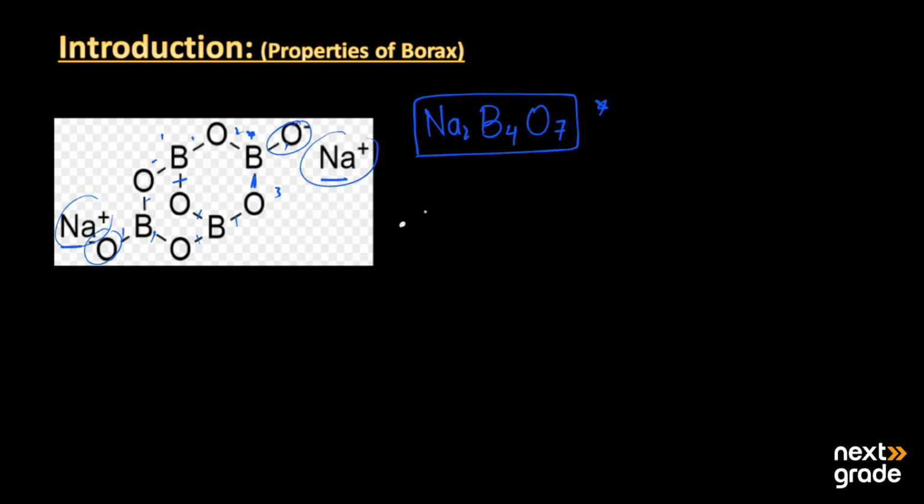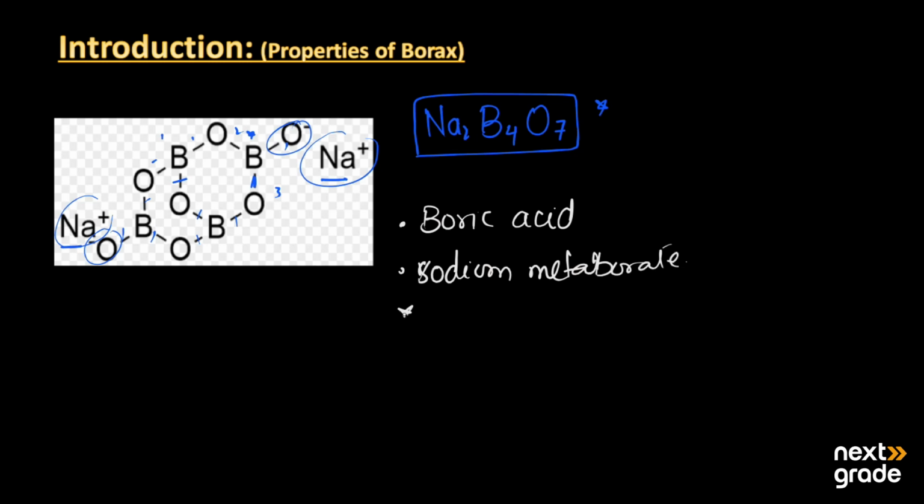We have already studied its three methods of preparation. The first method was from boric acid. Then we have its preparation from sodium metaborate, and then the preparation which was the combination of colemanite plus soda ash. So this was a simple preparation. Now we are going to study its properties.